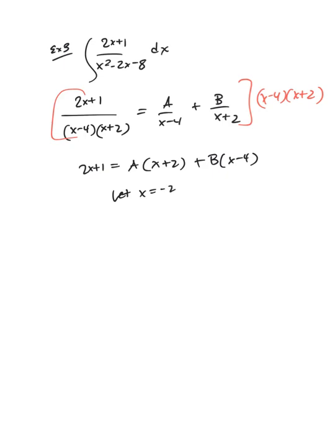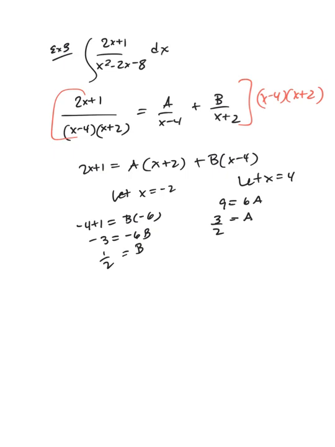Let x equal negative 2, let x equal 4. If x equals negative 2, I get negative 4 plus 1 equals B times negative 6. So that is negative 3, negative 6B, B is a half. For x equaling 4, I get 9 equals 6A, so A equals 3 halves.